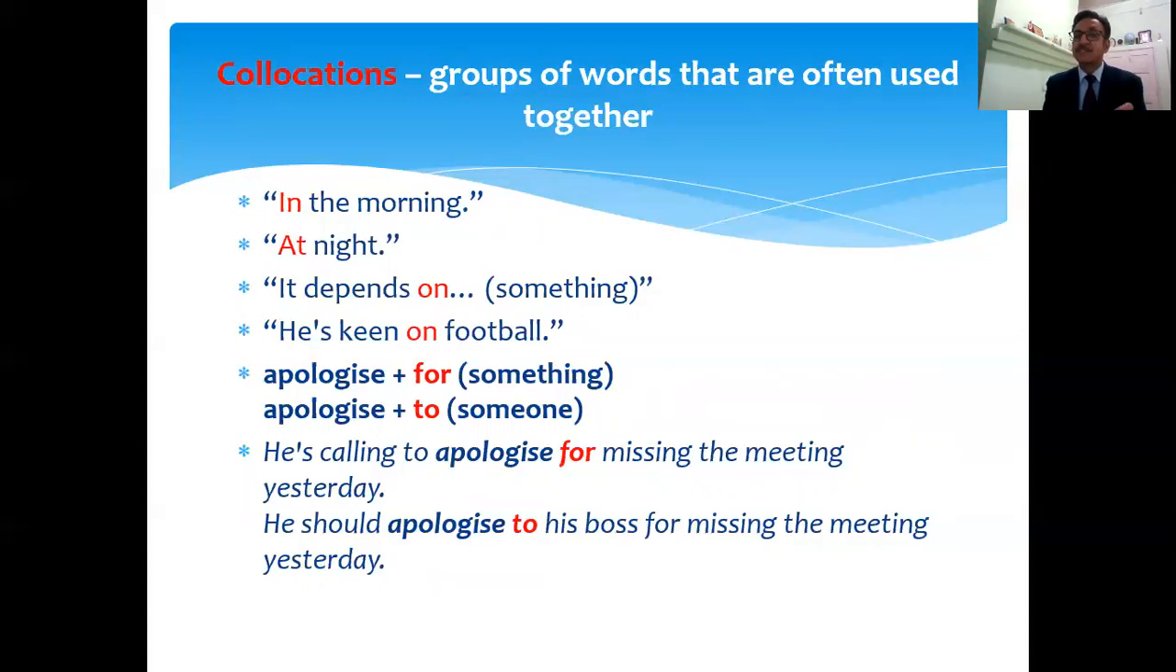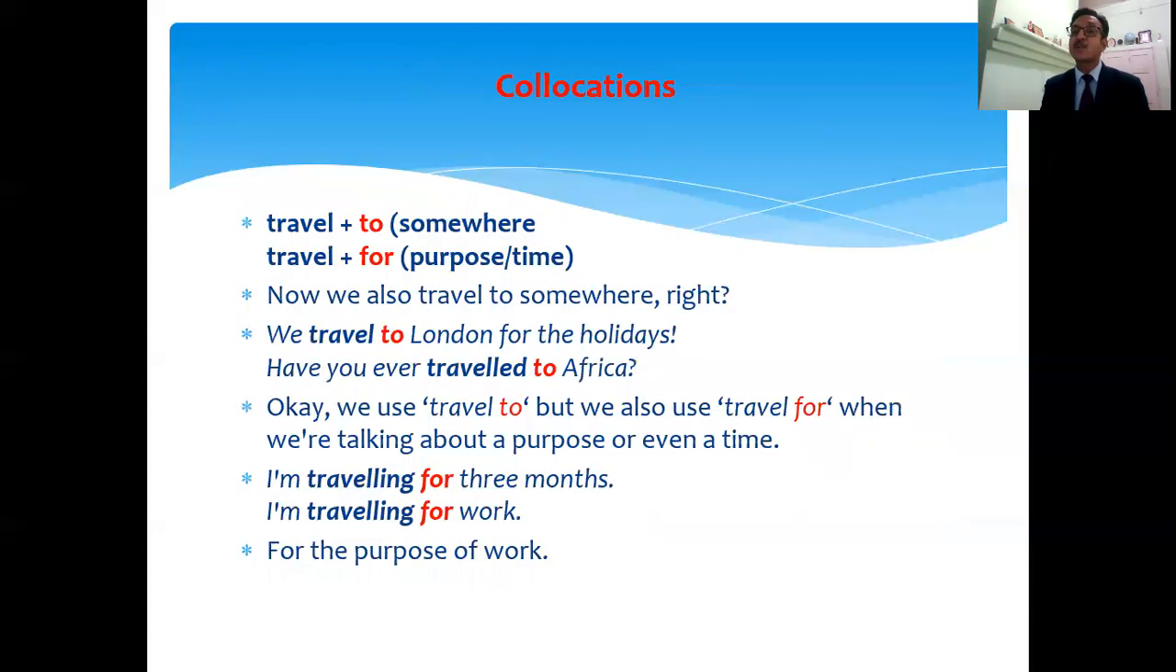Apologize for something. Apologize to someone. Both can be used, for and to. But the difference is there. The sentence meaning changes. How? He's calling to apologize for missing the meeting yesterday. Apologizing for something. He should apologize to his boss for missing the meeting yesterday. Apologizing to someone for something. These are collocations, as I told you. We'll remember these words along with prepositions, how they are used.